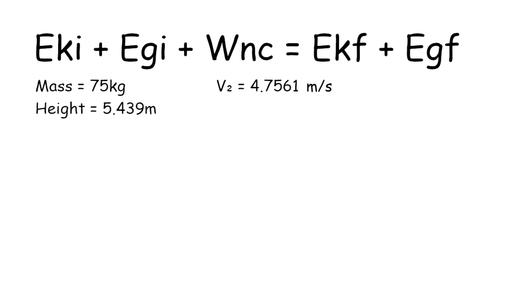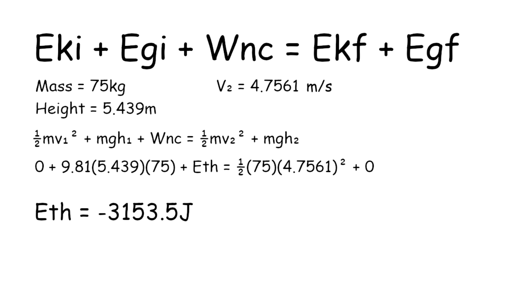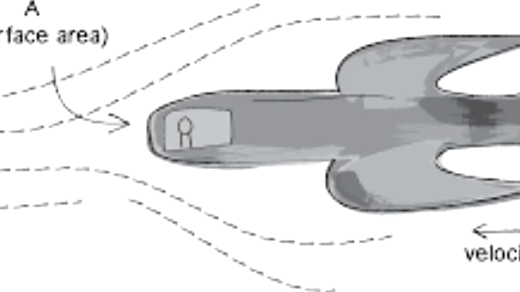Then, to solve for the thermal energy, I use the formula: initial kinetic energy plus initial gravitational potential energy plus work done by non-conservative forces is equal to the final kinetic energy plus the final gravitational potential energy. After subbing the values in, I can determine that the work done by non-conservative forces is negative 3153.5 joules. Since work is negative, this means that much energy of the system was lost due to friction. In real life, however, other non-conservative forces include sound and air resistance, to name a few.